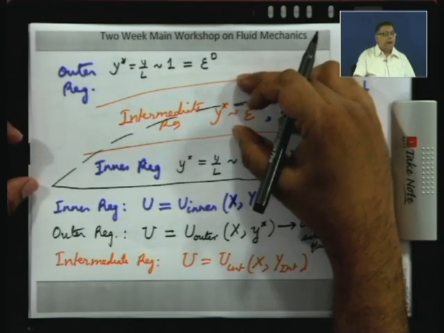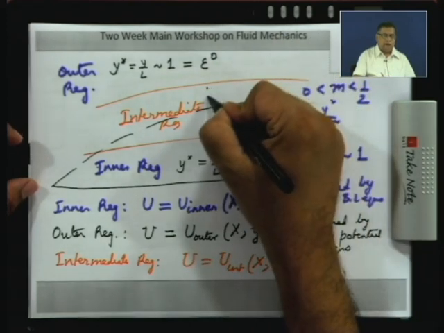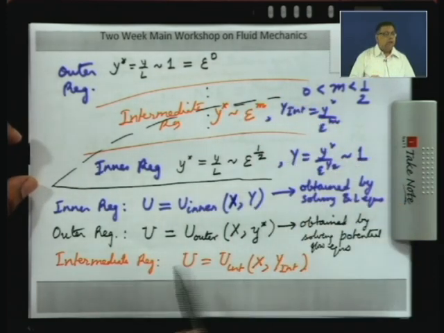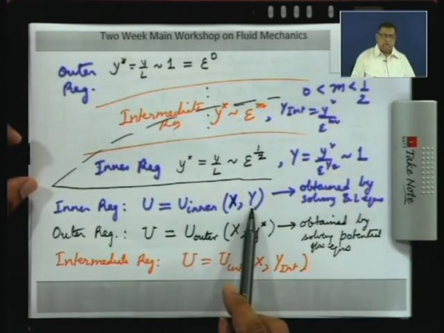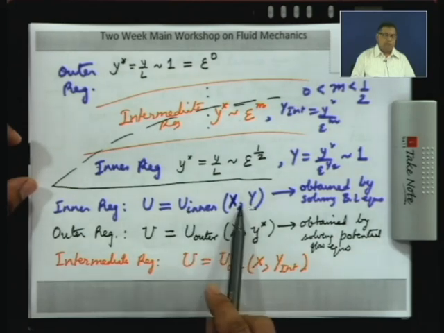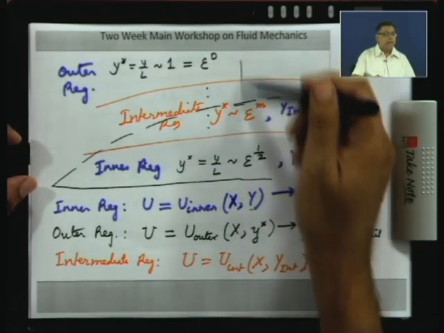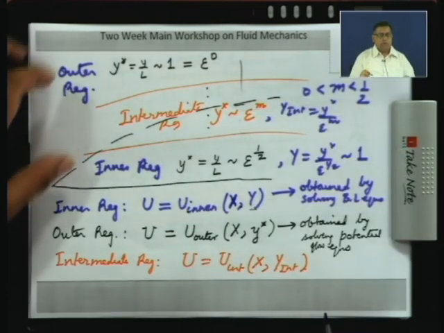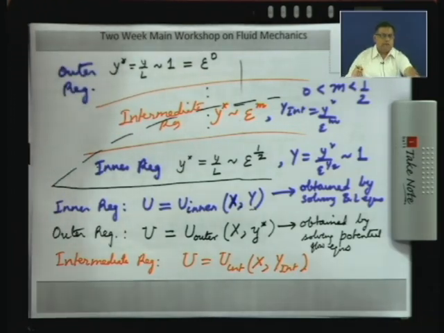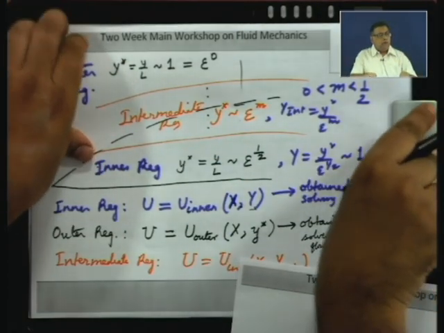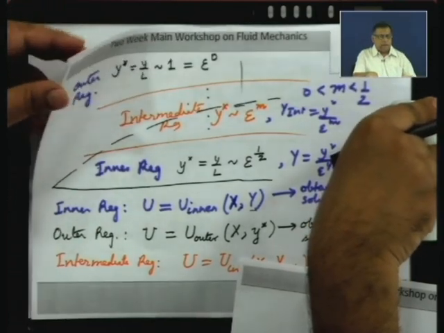So, if you have a point somewhere here or here or here or here, you can look at the limit of the boundary layer solution which is u inner of this for large y, or you can look at the limit of the outer solution which is represented by u outer of this for small y star, and both will give you a good approximation. So, what is this function? Let us try and see.